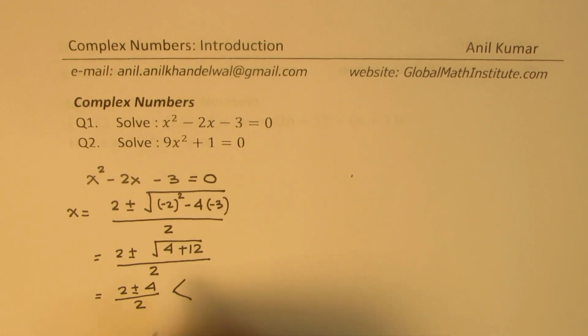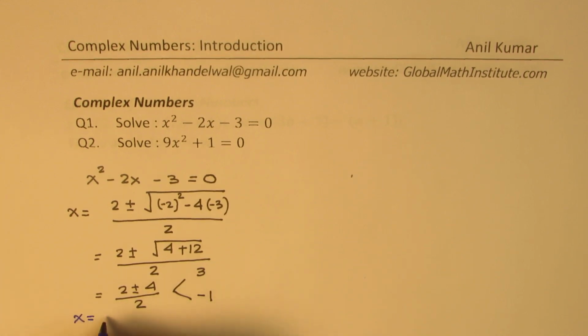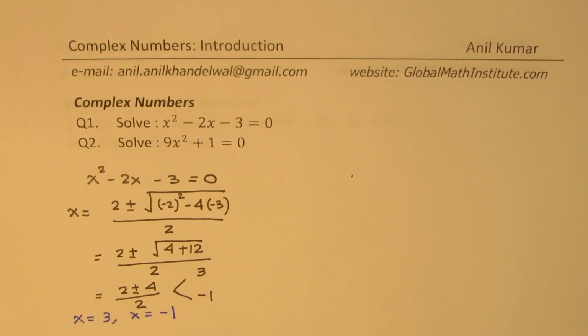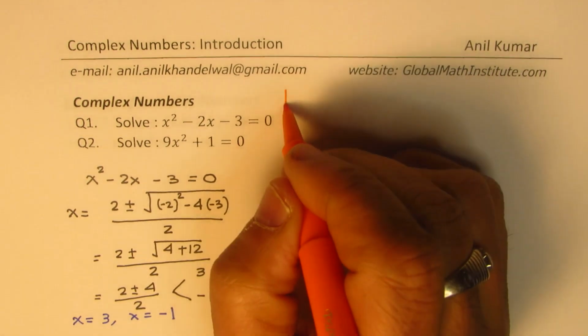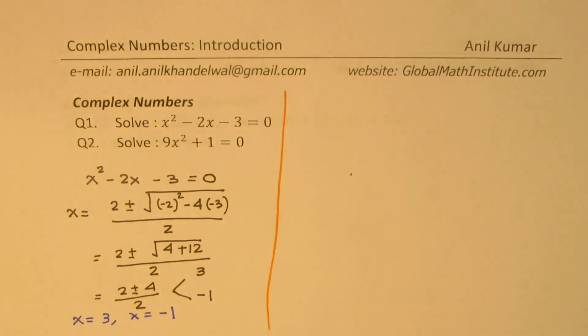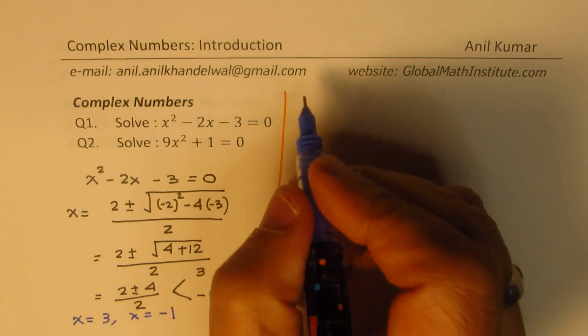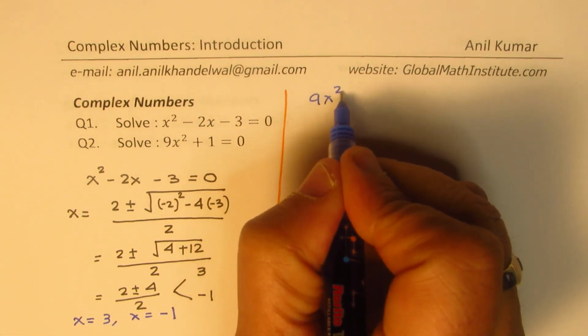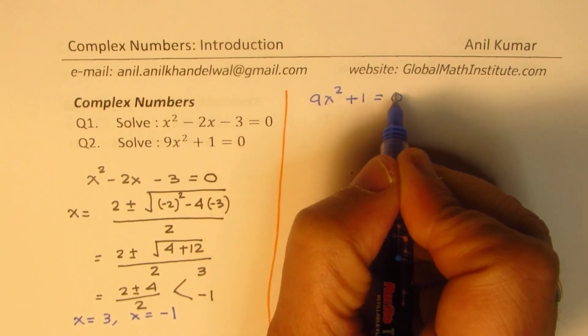One is 6 divided by 2, which is 3, and one is minus 2 divided by 2, which is minus 1, right? So we have two solutions for this, and we can say x is equal to 3 or x is equal to minus 1. Now let's take the second example here. The second example is 9x squared plus 1 equals 0.